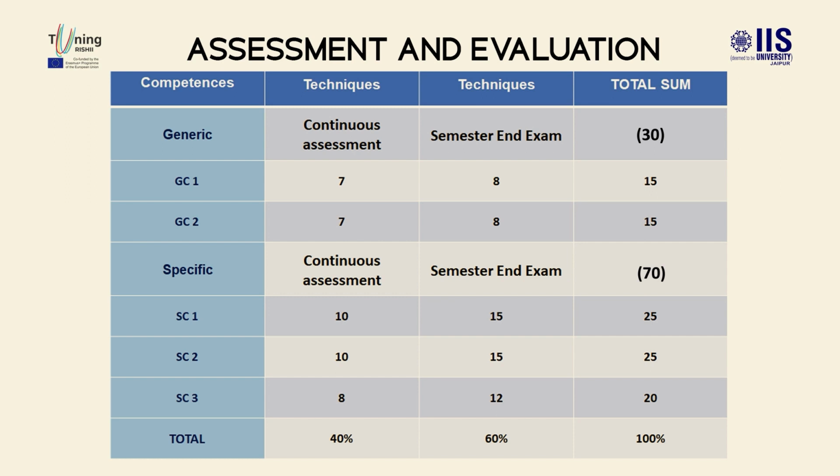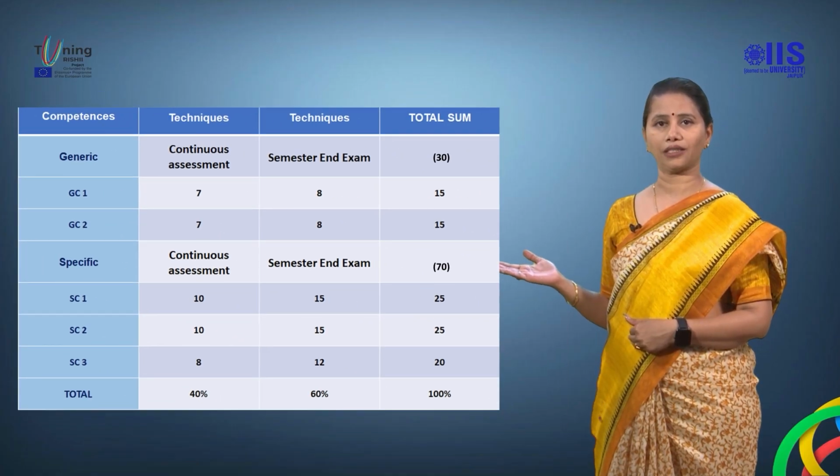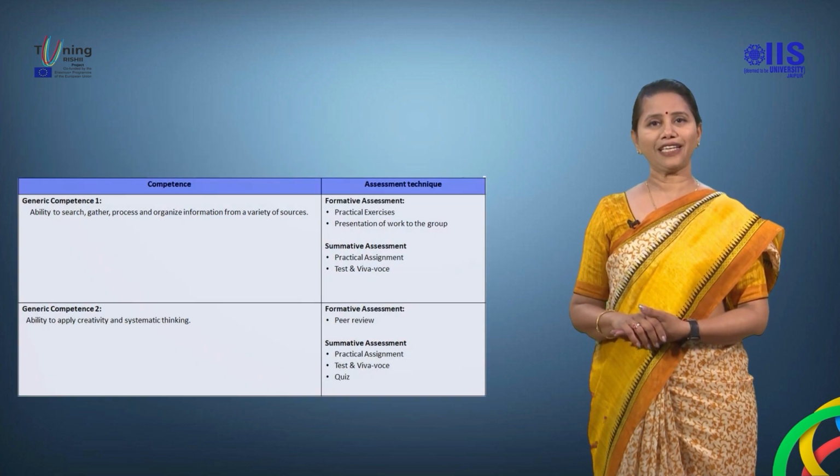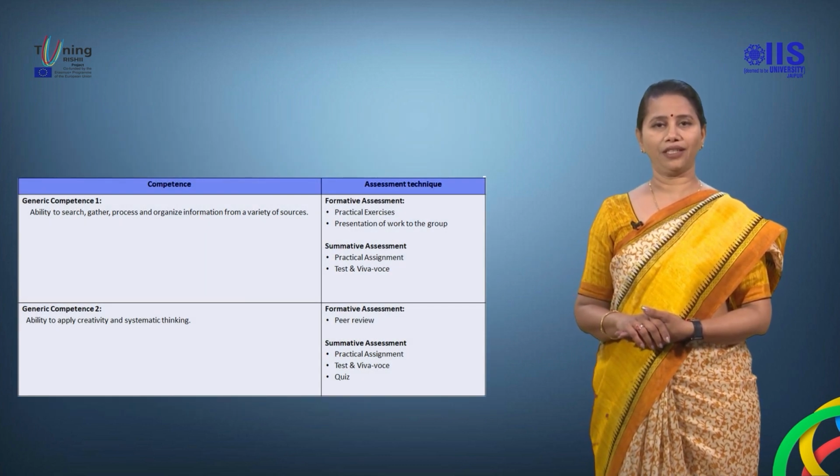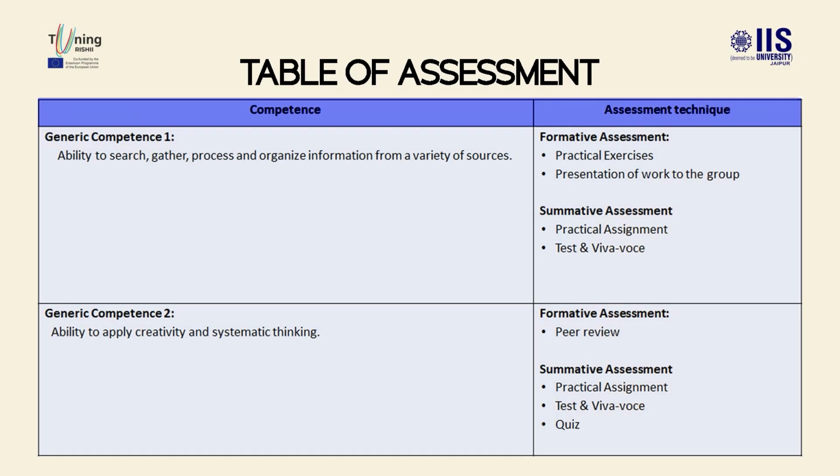Out of this, the weightage assigned to the generic competences is 30% and the specific competencies is 70%. Generic competency 1 and 2 carries 15% weightage each, while specific competency 1 and 2 carries 25% weightage each. And lastly, specific competency 3 carries 20% weightage. This table is a dynamic table and will vary from course to course.